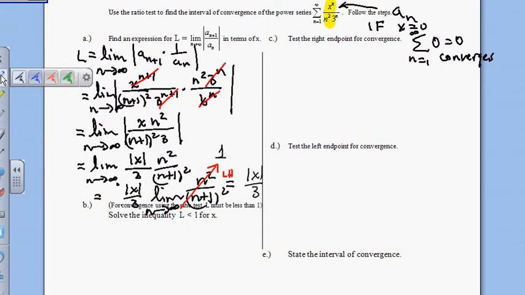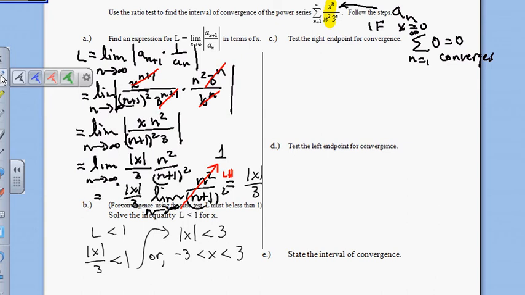Now part B, it says, now we want to solve the inequality L less than 1. Why do we want L to be strictly less than 1? Those are the conditions that guarantee convergence of a series using the ratio test. So we start here with L less than 1. The expression for L is the absolute value of x over 3 less than 1. We multiply both sides by 3, and you get that the absolute value of x is less than 3. Or another way of expressing this absolute value inequality is negative 3 strictly less than x less than 3.